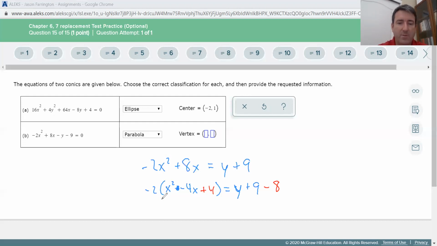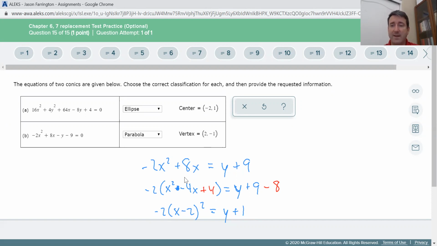And so what we end up with here is -2 times x minus 2 squared is equal to y plus 1. And so we're not completely in the right form now, but we've got enough to find the vertex. The vertex is going to be 2, because that's what we're subtracting from the x is 2, and then what we're subtracting from the y is -1. So this is 2, -1.